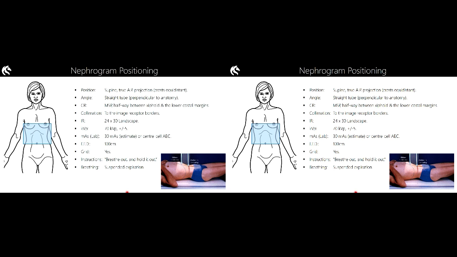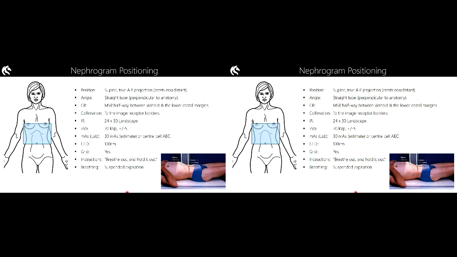We know that the right kidney is a lower structure than the left because the liver is quite a big organ, but that level between xiphisternum and lower costal margins will be about the average point. So you should be able to include the entirety of the kidneys bilaterally if you centre there.